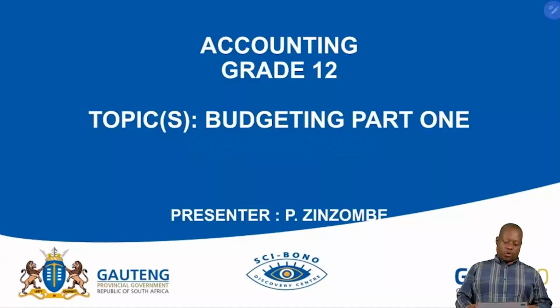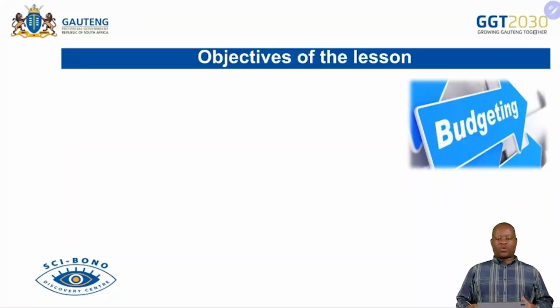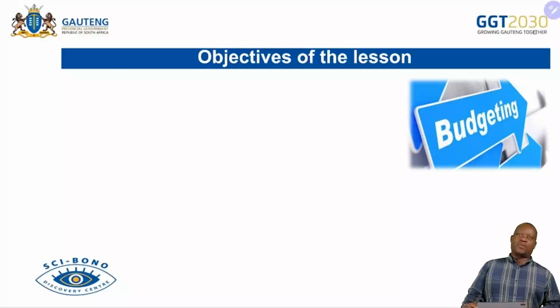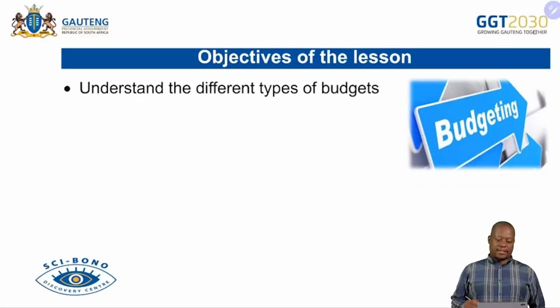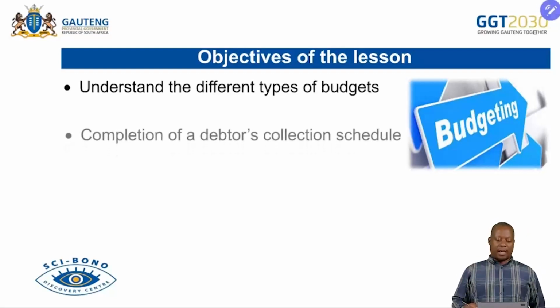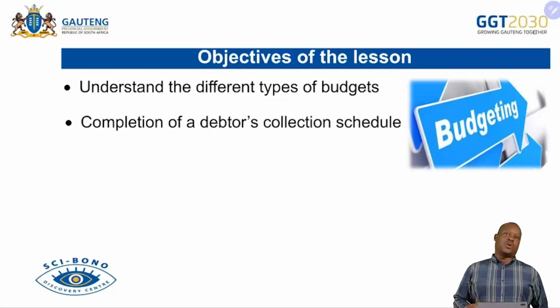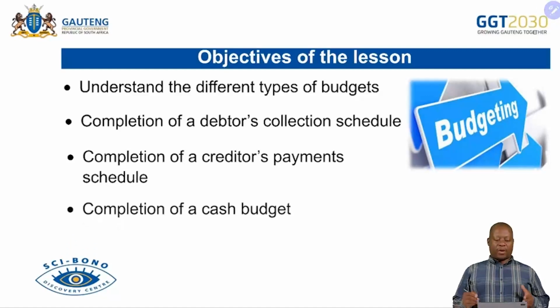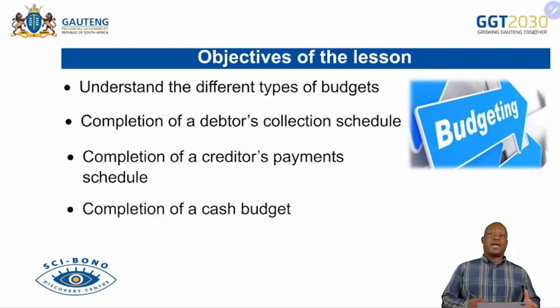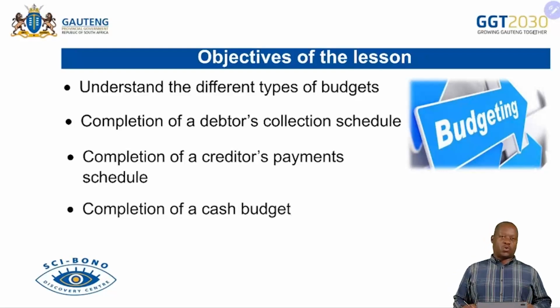Today we are going to look into budgeting, and we are going to try and break this down into two parts. The objectives of today's lesson are to understand the different types of budgets, and then we are also going to look into the completion of the debtors collection schedule, followed by the completion of the creditors payment schedule. And then we are going to look into the cash budget and how we can be in a position to complete situations in which we are given an incomplete cash budget.